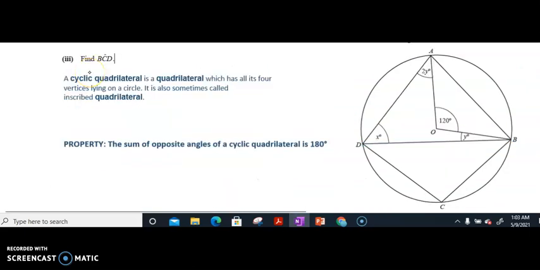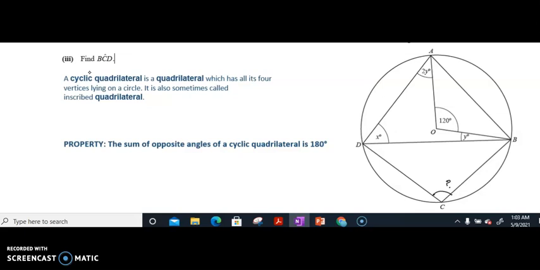In the third part, we have to find the angle BCD. This is the angle BCD that we need to find. But in order to find this angle, you must know what a cyclic quadrilateral is. A cyclic quadrilateral is a quadrilateral which has all of its 4 vertices lying on the circle. It is also sometimes called inscribed quadrilateral. Hence, ABCD is basically a cyclic quadrilateral.